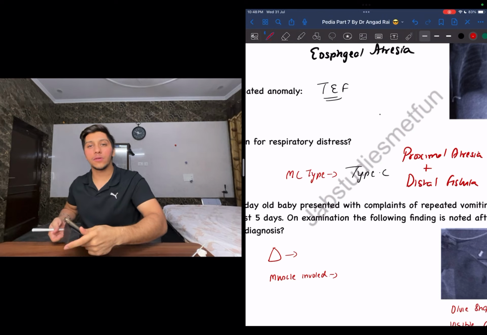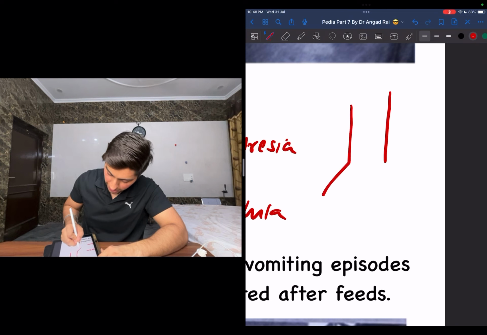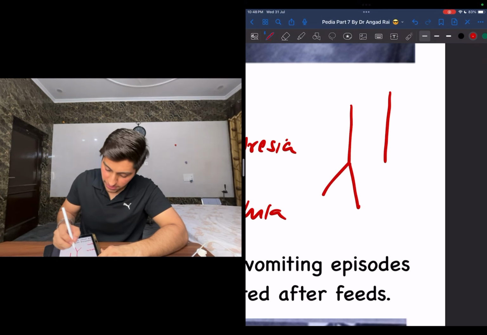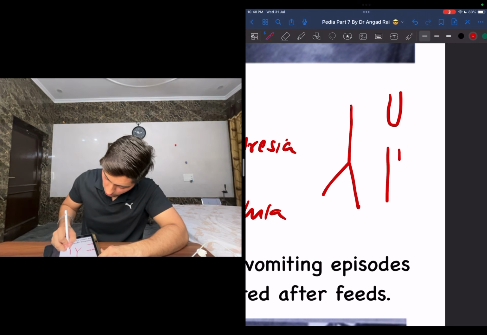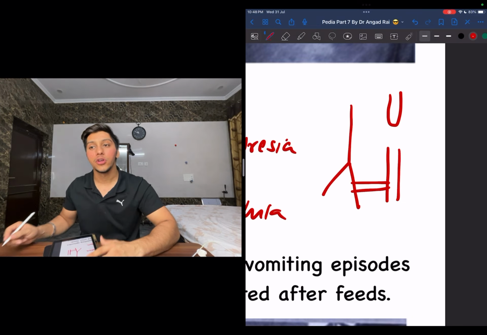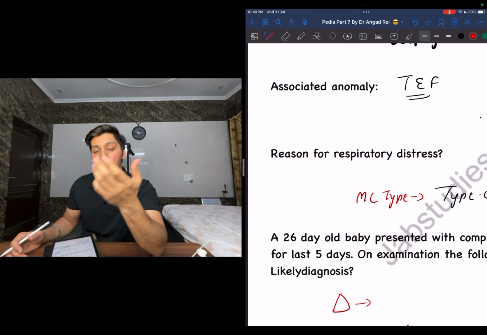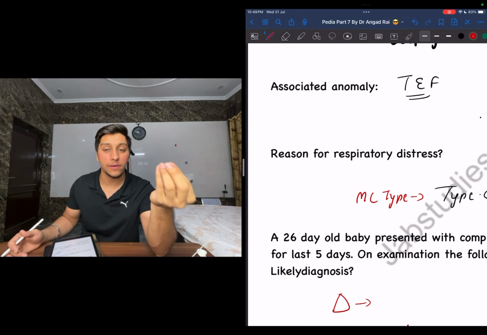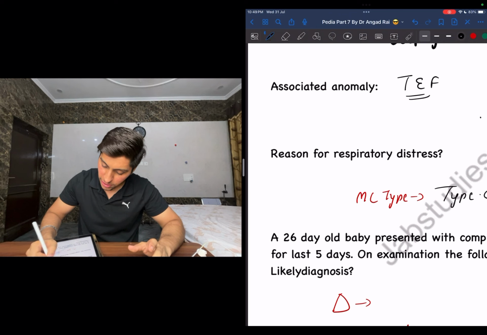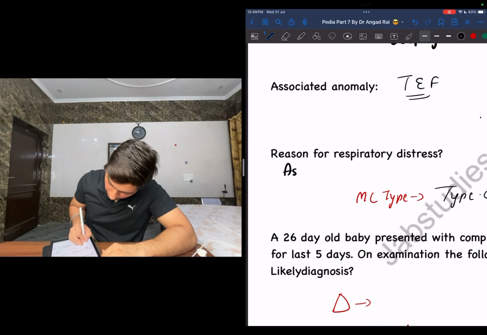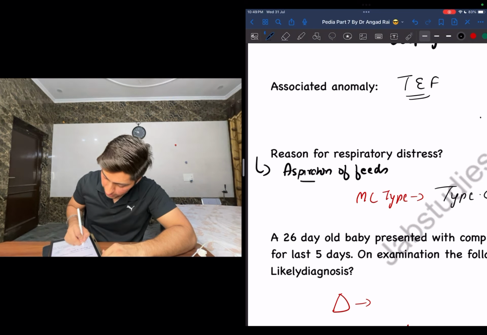We'll talk more about this when we are talking about surgery, but just imagine if this is your esophagus and this is the trachea. Basically what happens is there is a closure at this point, but then there is some communication at the distal part with the trachea. So because of this communication, next question is, why is there respiratory distress in these patients? Whenever there is a feed, in any type, maybe in type B or type D, the food will go into the lungs, due to which there will be aspiration of feeds, thereby causing respiratory distress.